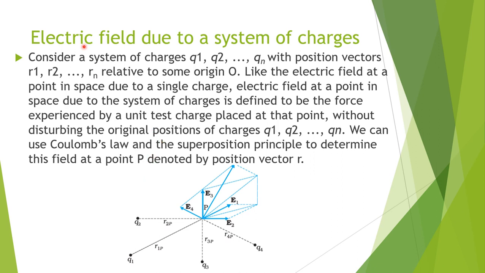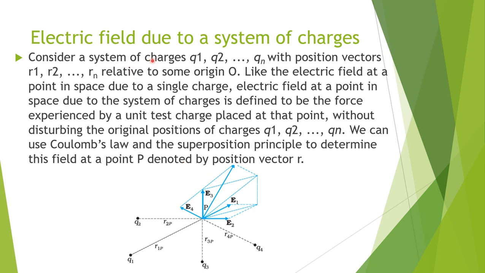Now let us consider the electric field due to a system of charges. It is the same as the electric force due to a system of charges. We have to apply the principle of superposition. The electric field due to a single charge, we know, right? What is the formula? 1 by 4 pi epsilon, q by r square. If you have a large number of charges, the electric field at a particular point P will be the sum of the electric fields due to the individual charges. That is the principle of superposition.